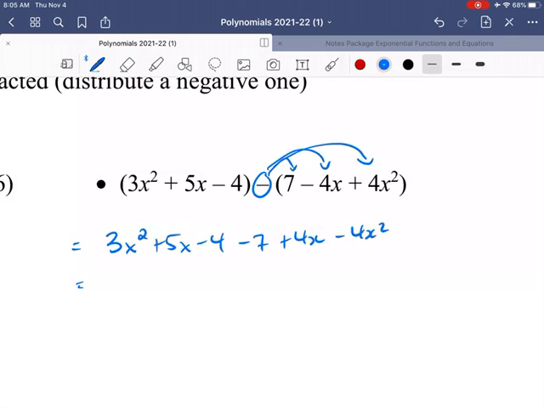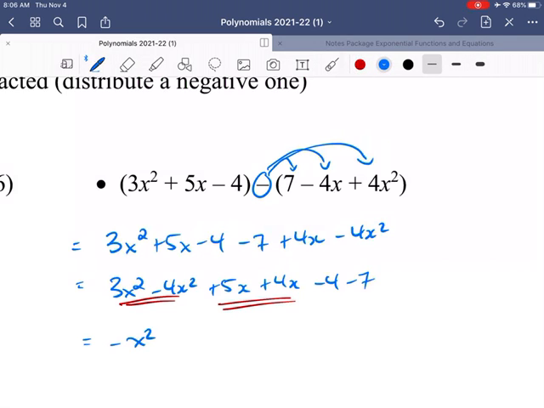So then if we rewrite and collect all our like terms, 3x squared minus 4x squared, and we're sure to keep the same signs that are with the values, negative 4 and negative 7, and 3x squared and negative 4x squared simplify to negative x squared, and then 5x and 4x will simplify to 9x, and then negative 4 and negative 7 will simplify to negative 11.